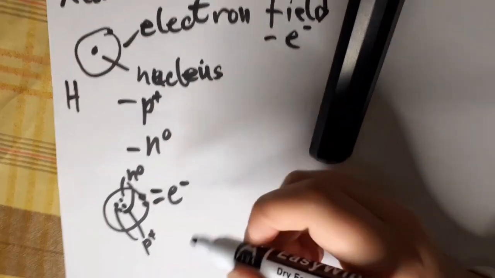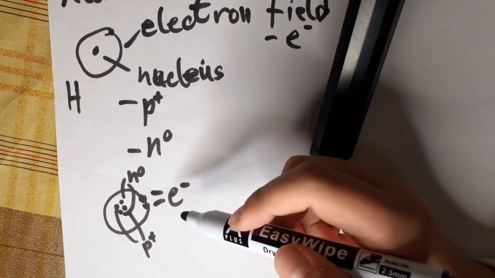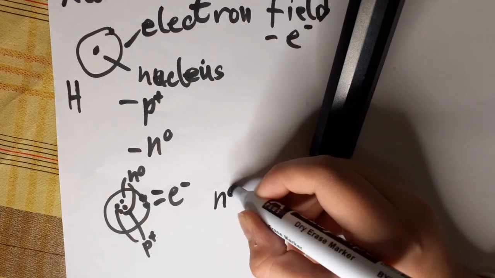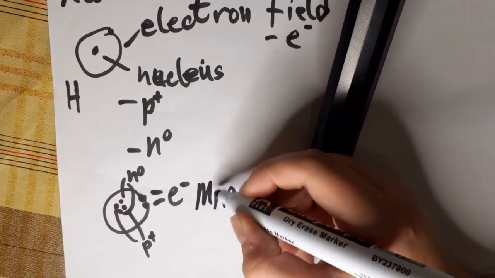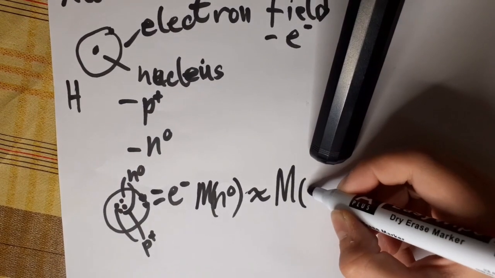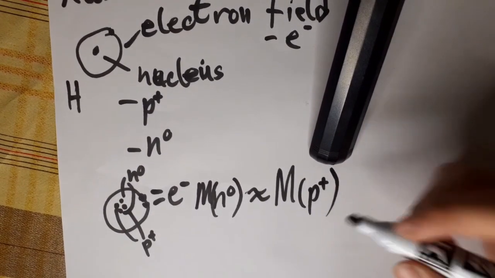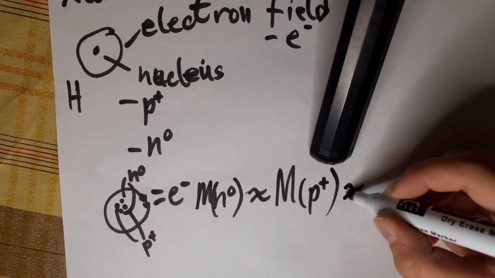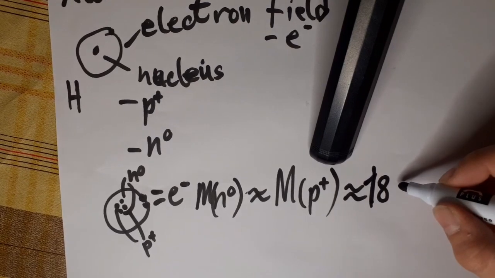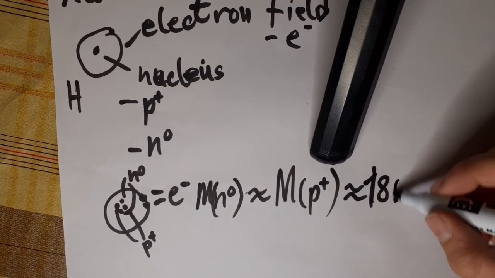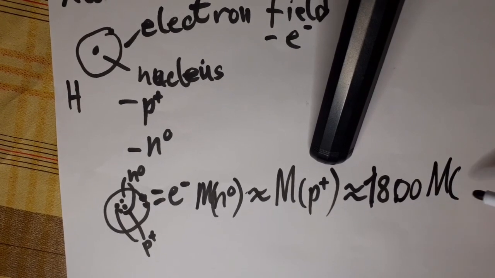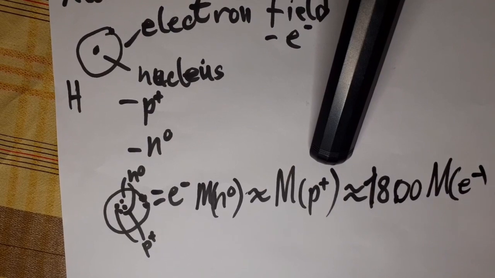Alright, so a neutron has a similar mass as a proton's mass, but their masses are 1,800 and something, let's say 1,800 times more massive than the mass of a single electron.